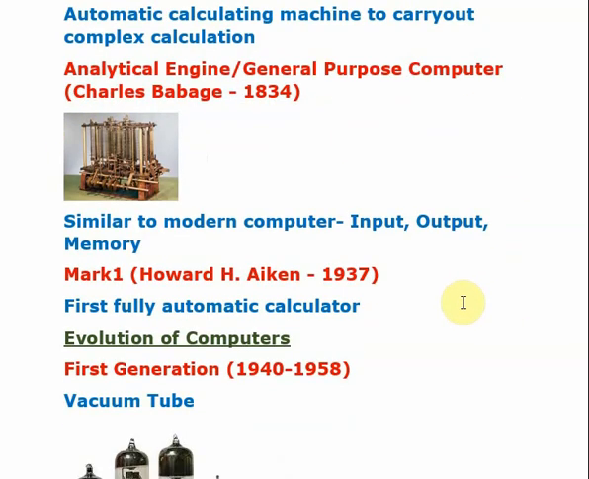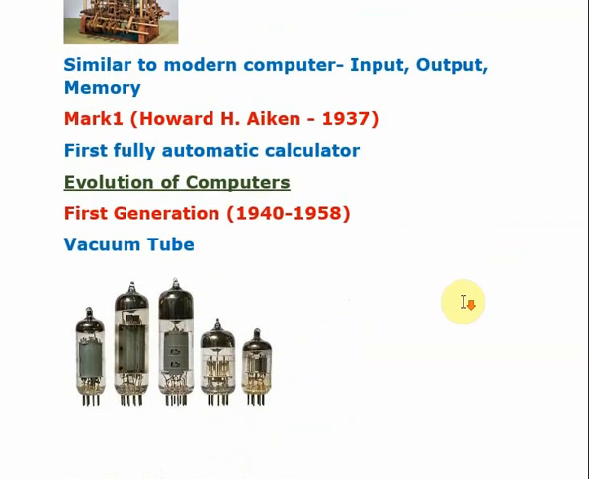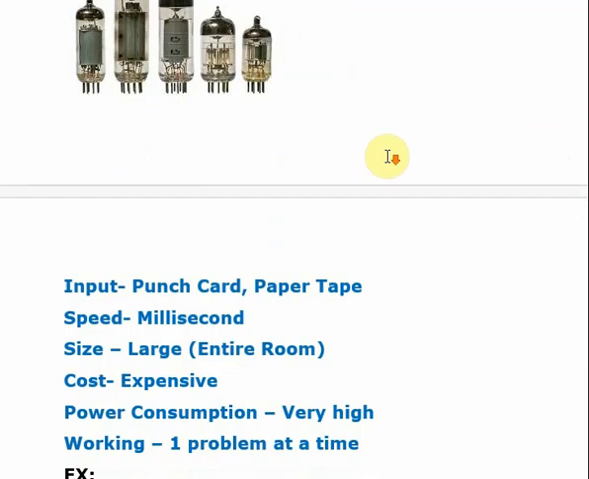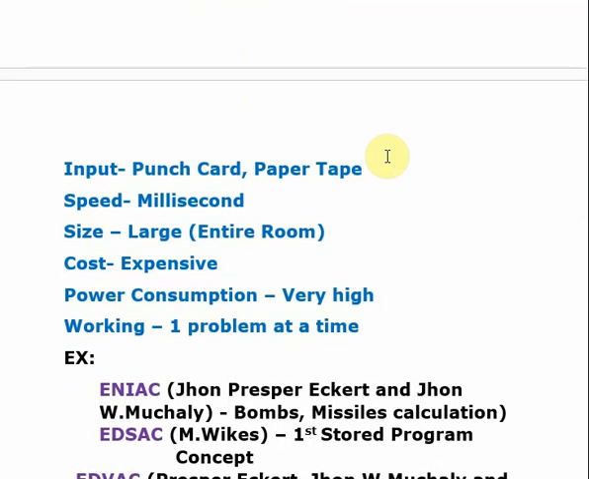Then evolution of computers. First generation. This is the year. Vacuum tube, you should be able to identify looking at the picture. First generation is given here, the vacuum tube given here, you should be able to mark it. Input: punch card, paper tape. Speed in milliseconds. Size large, an entire room. Cost expensive. Power consumption very high. Only one problem at a time can be worked.